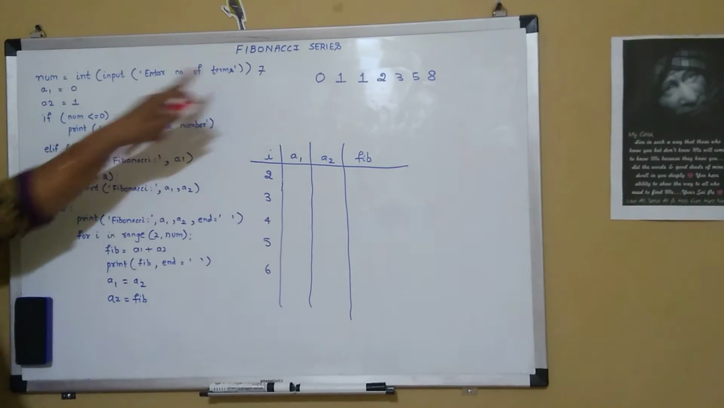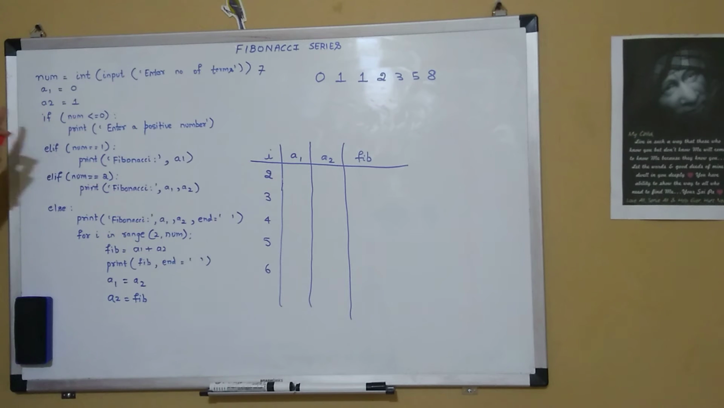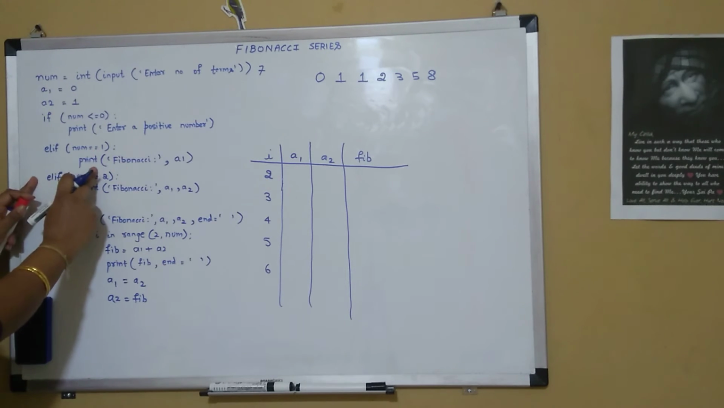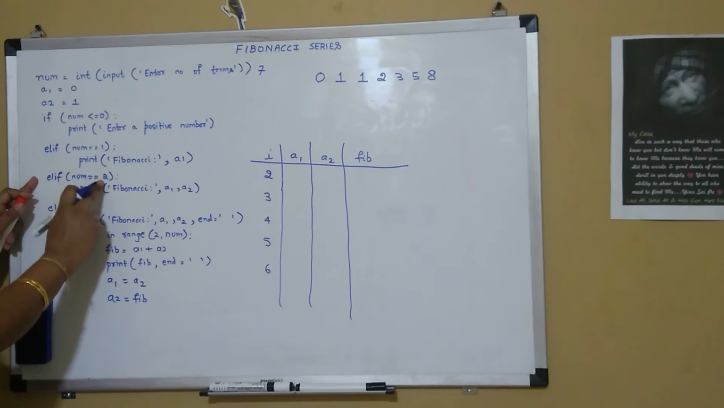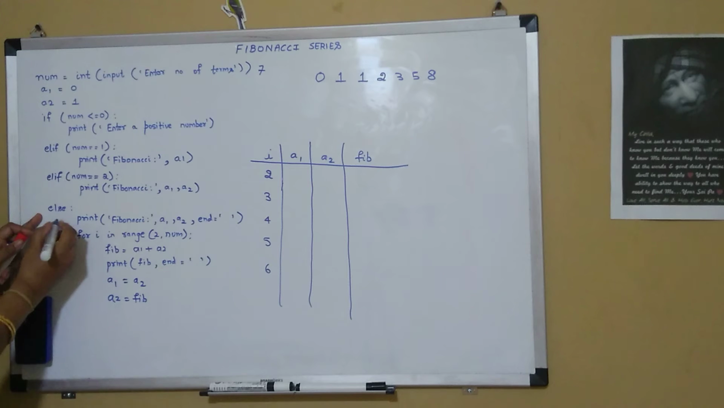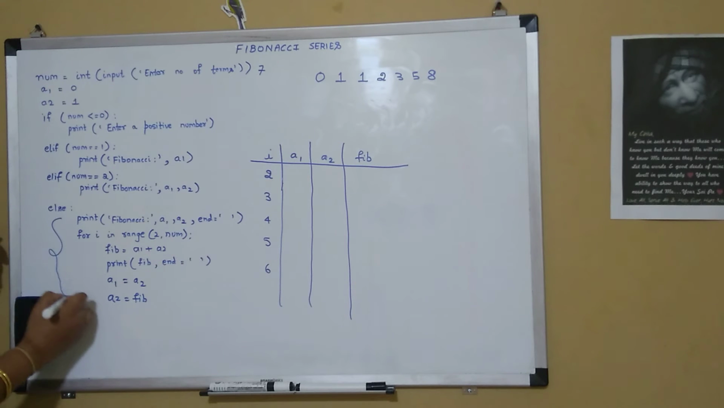So our number is 7. So it is not less than or equal to 0. So it will skip. It will come to the elif. Is it equal to 1? No. It will skip. Else if num equal to 2, is 7 equal to 2? No. It will come to this particular else part.